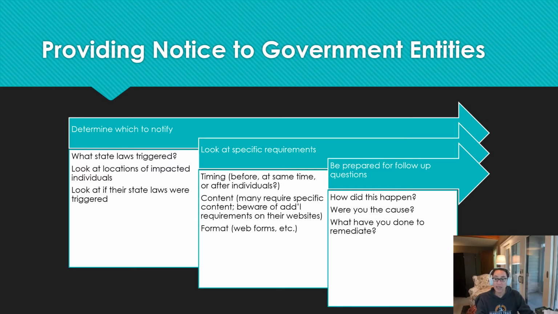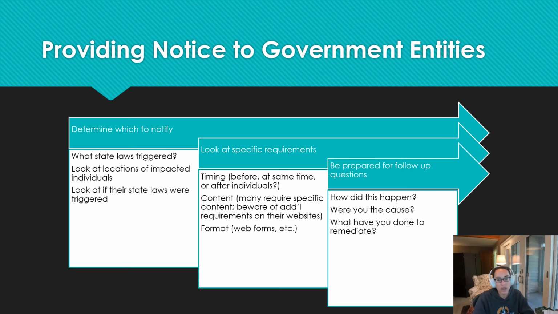Which government authorities? Is it the Attorney General? Is it the Bureau of Consumer Affairs? It's going to be a different entity or agency. Sometimes they change. Then what is the timing? Do we have to notify before we notify impacted individuals, at the same time we notify impacted individuals, or perhaps after we notify impacted individuals? Is there specific content that we have to include in our notice to government authorities? Perhaps we have to give a sample of the notice that we provided to impacted individuals. Perhaps we have to provide names of the impacted individuals. And then finally, what is the format?